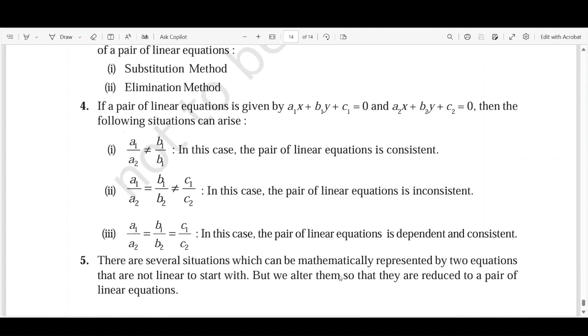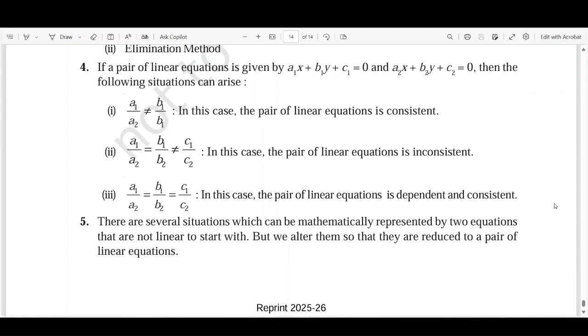When we are given a pair of linear equations, we can verify the ratio between the coefficients of x and y and the ratio between the constants, and from the below three cases we can come to a conclusion about the consistency of the pair of linear equations. If the ratio a1 by a2 is not equal to b1 by b2, then the pair of equations is consistent. If both the ratios are equal but they are not equal to c1 by c2, then the pair will be inconsistent. If all the ratios are equal, then the pair of linear equations is said to be dependent and is consistent.